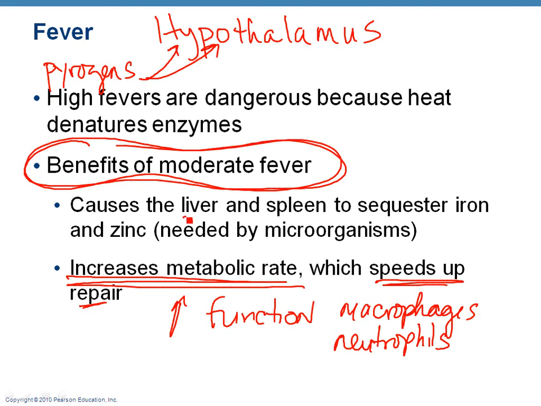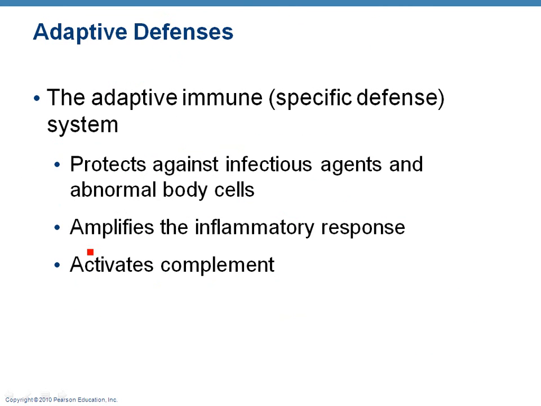Fever also stimulates your liver and your spleen to sequester iron and zinc. We need iron for our cells to be able to function properly, and some zinc, and so do they. So it's thought that increasing body temperature stimulates the liver and the spleen to hold on to more of this iron and zinc, so that the little microbes that are invading our body don't have an adequate supply.